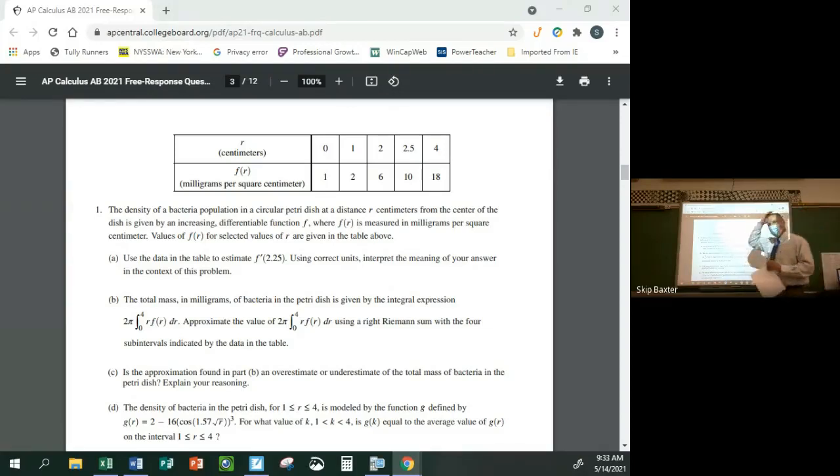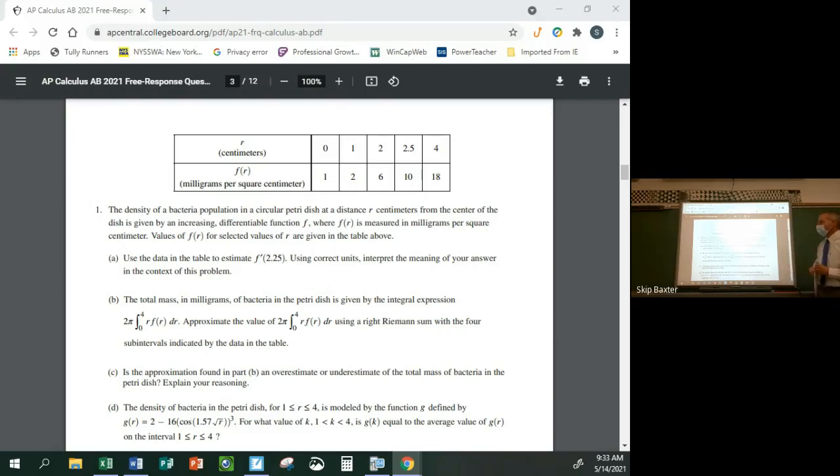Okay. So for this first one, number one just says, use the data in the table. First of all, the density of bacteria population in a circular petri dish at a distance r centimeters from the center of the dish is given by the increasing differentiable function f, where f of r is measured in milligrams per square centimeter. So the further you get away from the center, the more dense the bacteria become. Values of f of r for selected values of r are given in the table above.